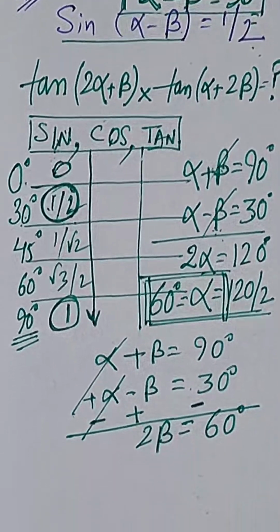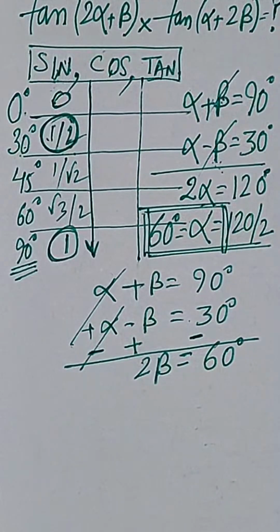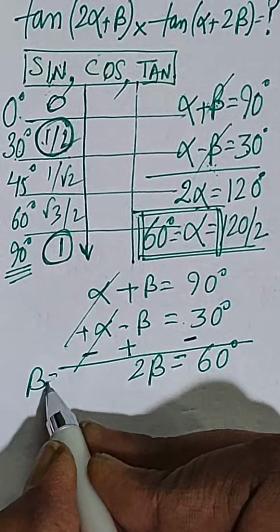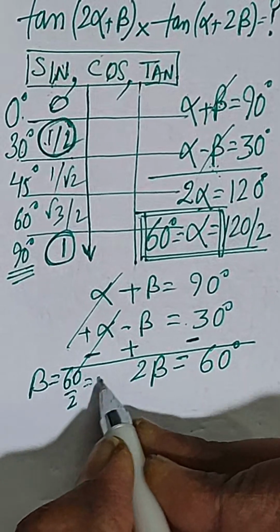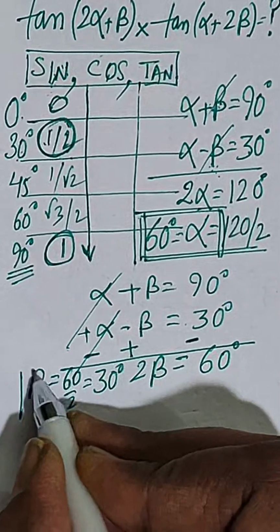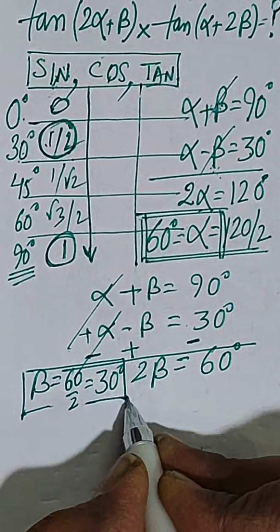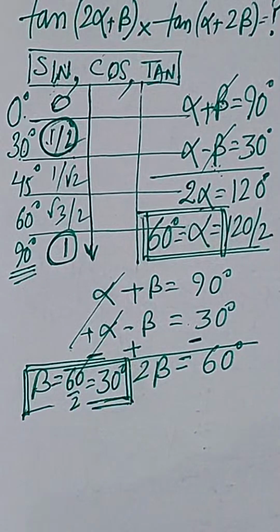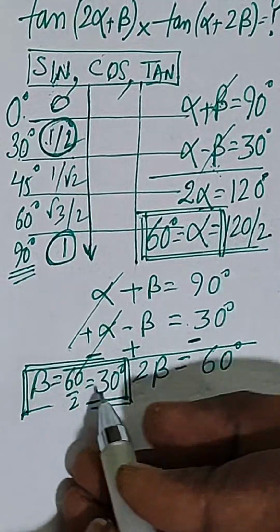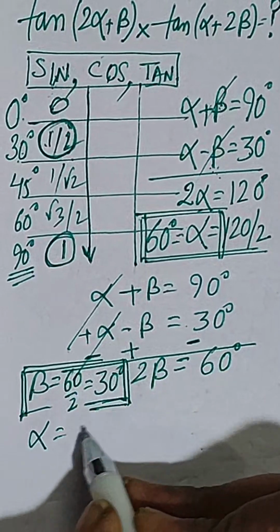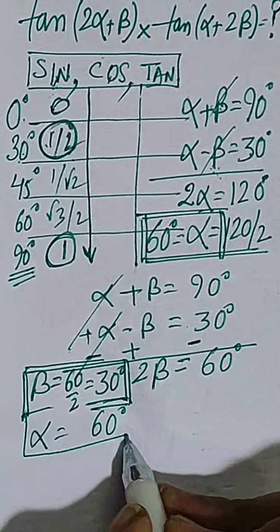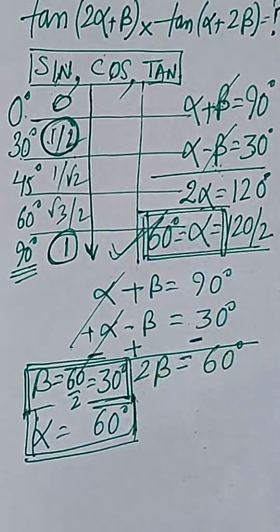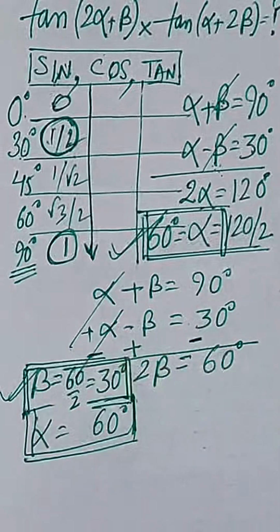This will give you the value of beta as equal to 60 by 2, which is coming as 30 degree. So the value of beta is calculated as 30 degree, right? So now you know the value of alpha. Alpha is 60 and beta is 30. Here we have calculated alpha and here we have calculated beta.